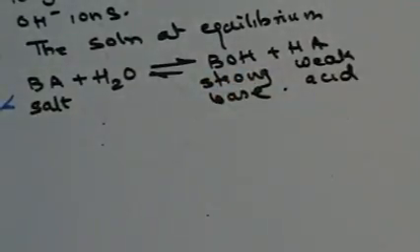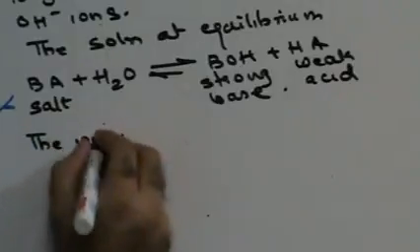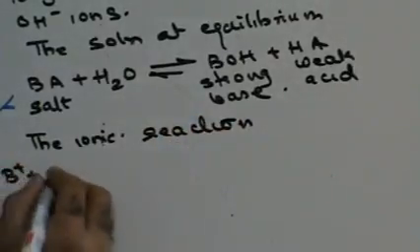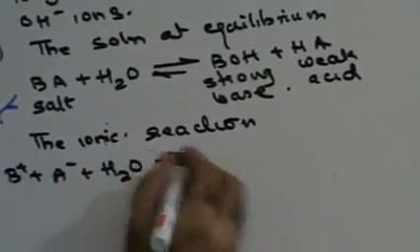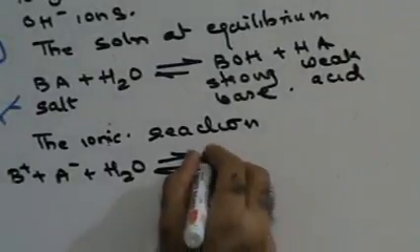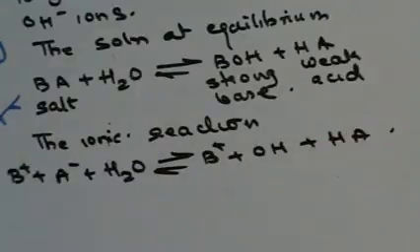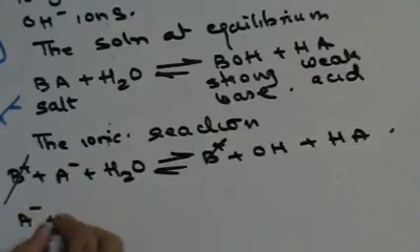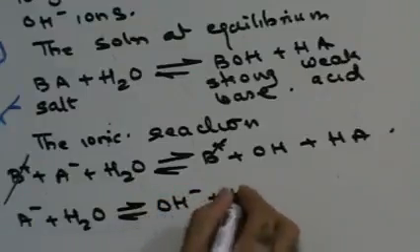Once you have this, I can say that the ionic reaction for this will be B plus plus A minus dissociates. Salt dissociates, water does not dissociate, it ionizes. Strong base dissociates. Weak base ionizes, so it will not dissociate here. So in that case, your B plus will get cancelled, so you will get A minus plus H2O reversibly gives you OH minus plus HA.